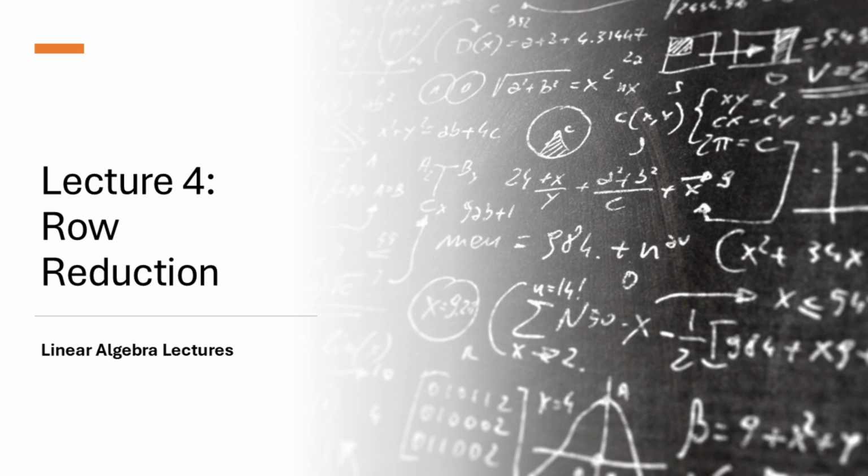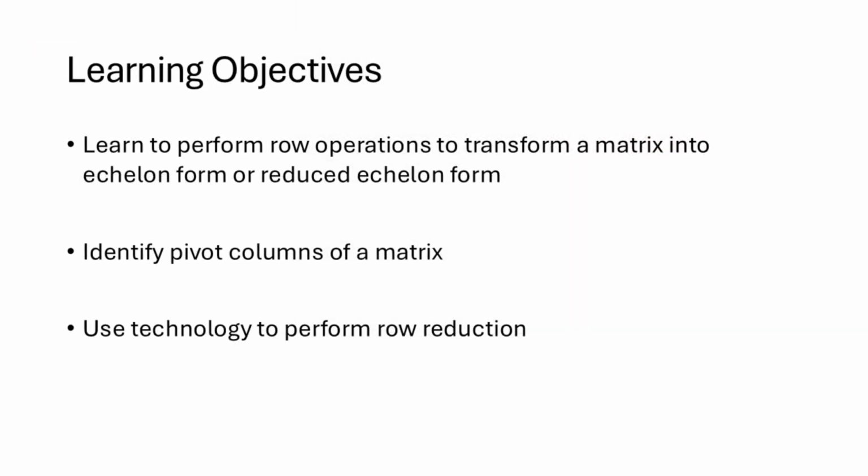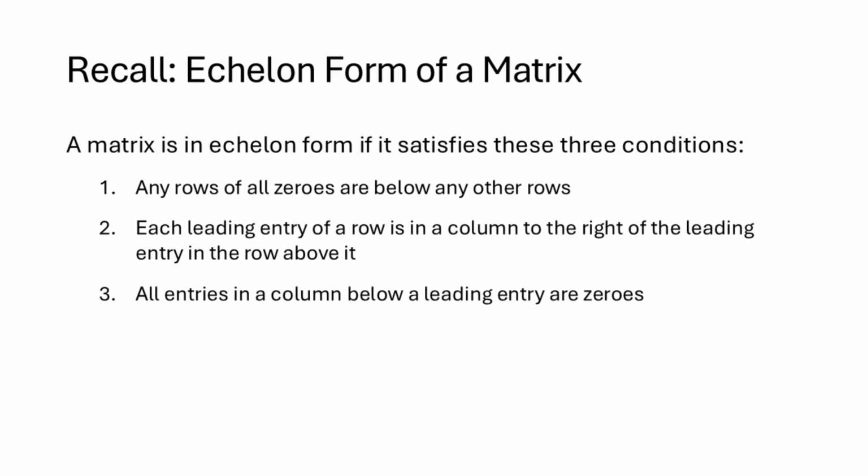Lecture 4, Row Reduction. Our objectives for this lecture are to learn to perform row operations to transform a matrix into echelon form or reduced echelon form, to identify pivot columns of a matrix, and to use technology to perform row reduction. So let's remember the definition of echelon form from the previous lecture.